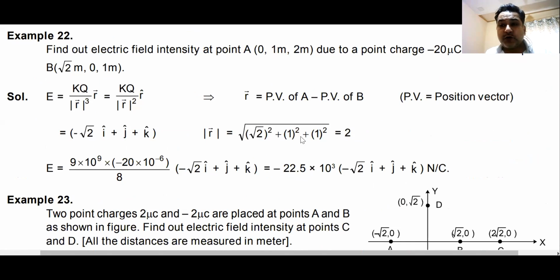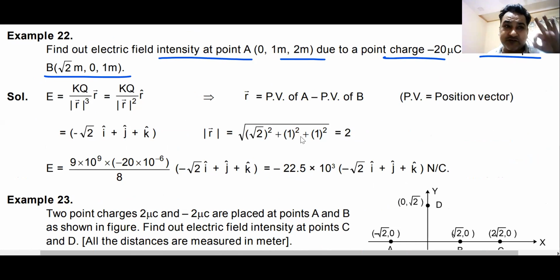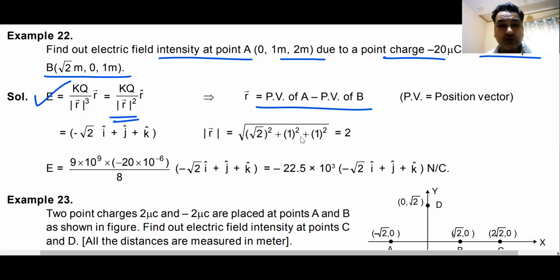Is everyone able to follow what I am trying to relate here? Now, this is a question where the points are given in terms of coordinates in space. It is very difficult to use the scalar formula kq by r square. So we have to use kq by r cube multiplied by r vector. And that is the formula that you must use to find out the electrostatic field due to charges placed in space, because that will be the easiest way to find out.